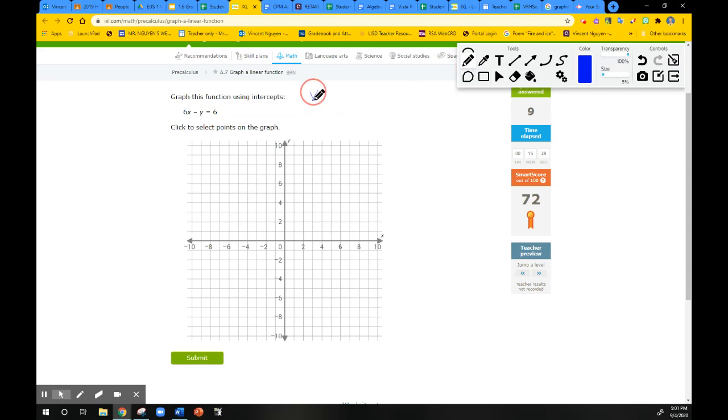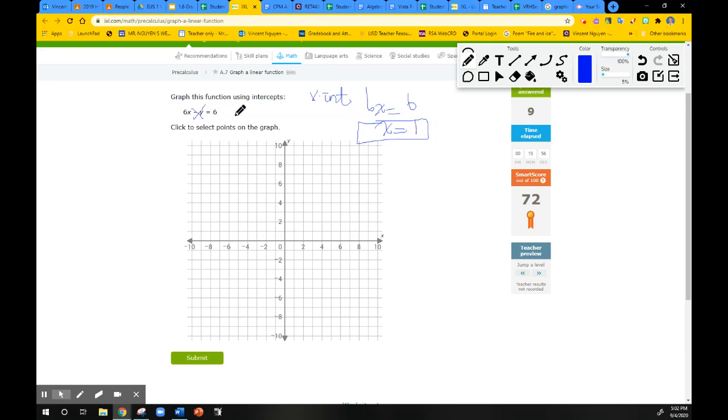Okay, I want the x-intercept. When you do x-intercept, remember, just let the y be 0. So really the whole y term is gone. And then you're going to solve this equation: 6x equals 6, and then solve for x. So divide by 6 on both sides. 6 divided by 6 will give you 1. So this is my first point that I'm going to plot.